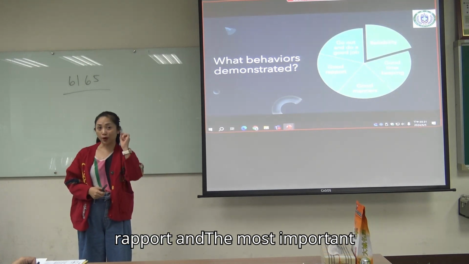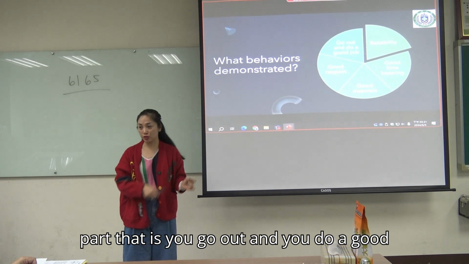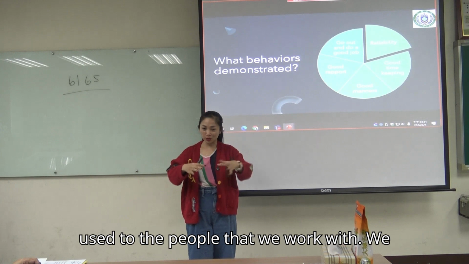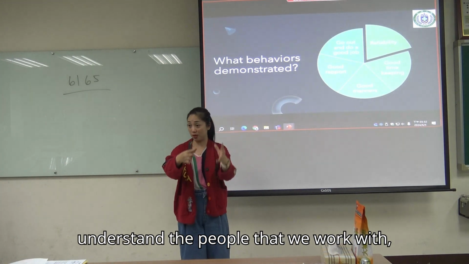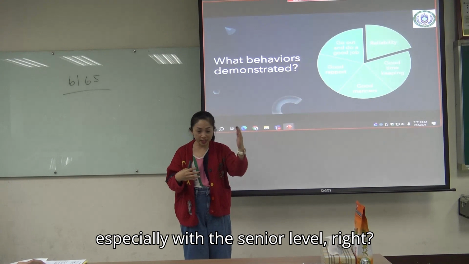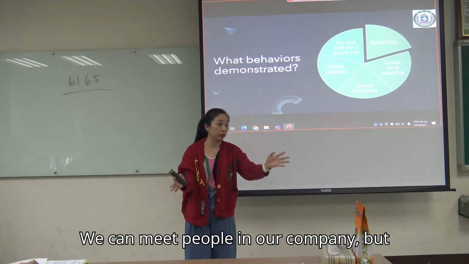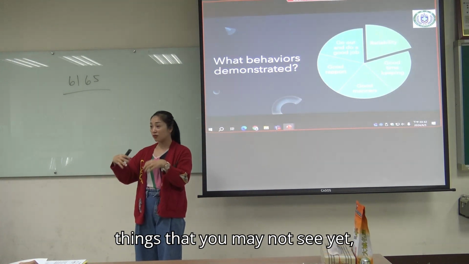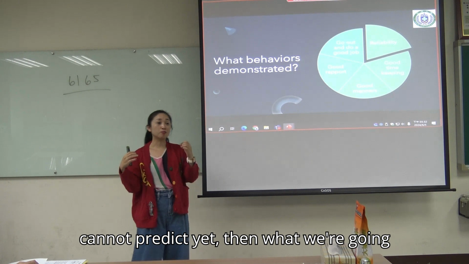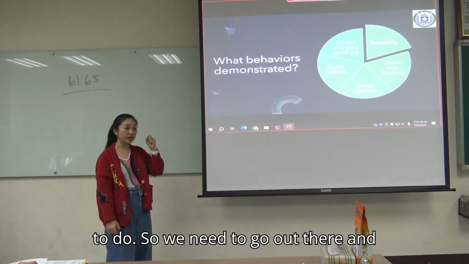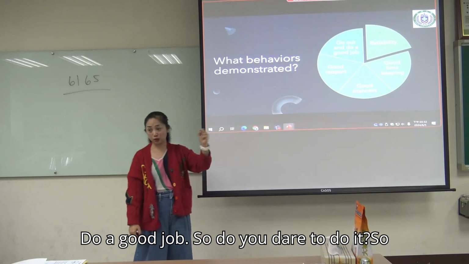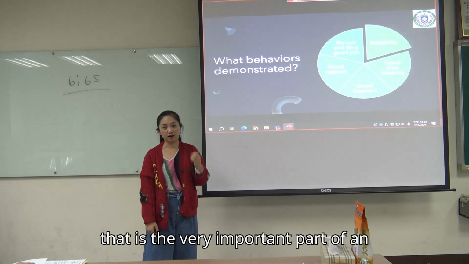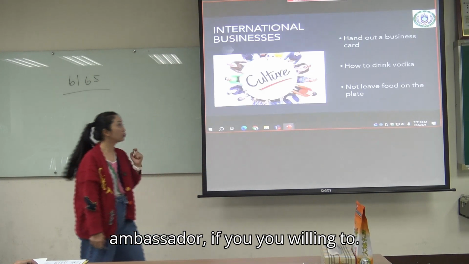And the most important part is that you go out and you do a good job. Within the organization, it's easy because we get used to the people that we work with. We understand them, especially the senior level, right? We can read people in our company. But out there, there are different things that you may not see yet and cannot predict yet, so what are we going to do? We need to go out there and do a good job. So do you dare to do it? That is the very important part of an ambassador, if you're willing to.